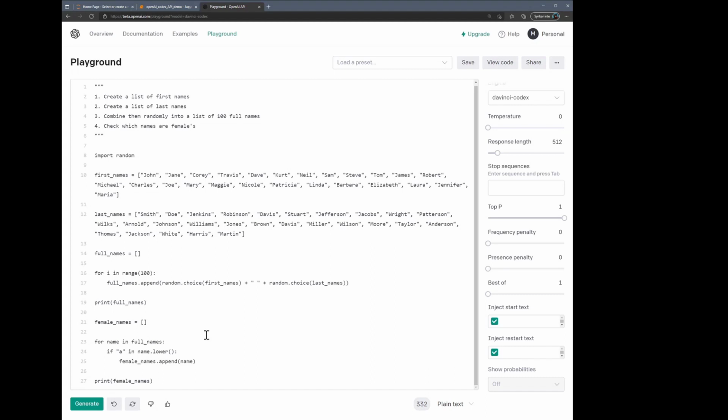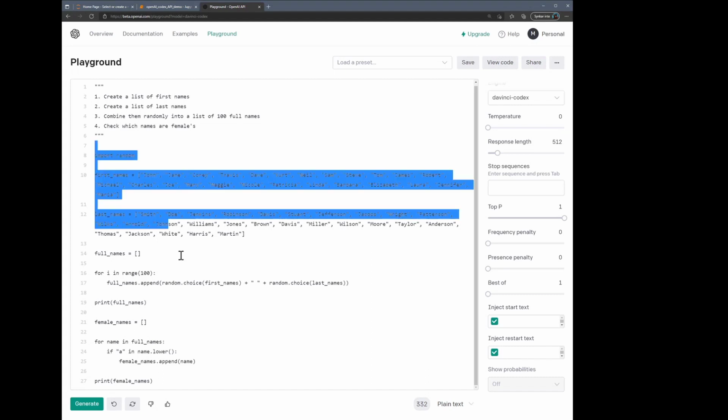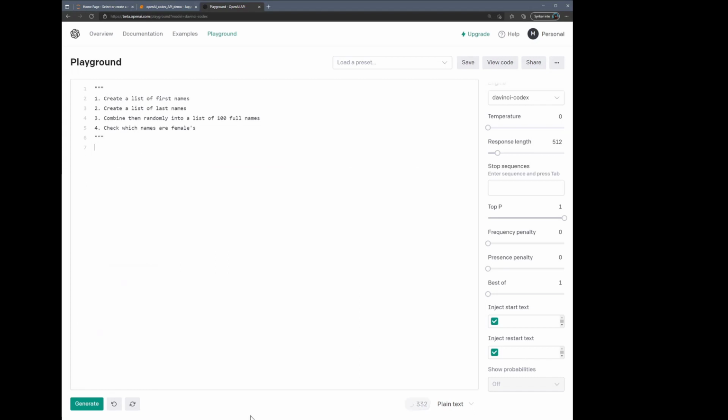Now, but this is Python, right? Let's check something that I mentioned before. I told you that this is a tool that does so-called zero-shot learning. So let me change the style of comments to C and write in C. Let's see if it can do it in C for me.